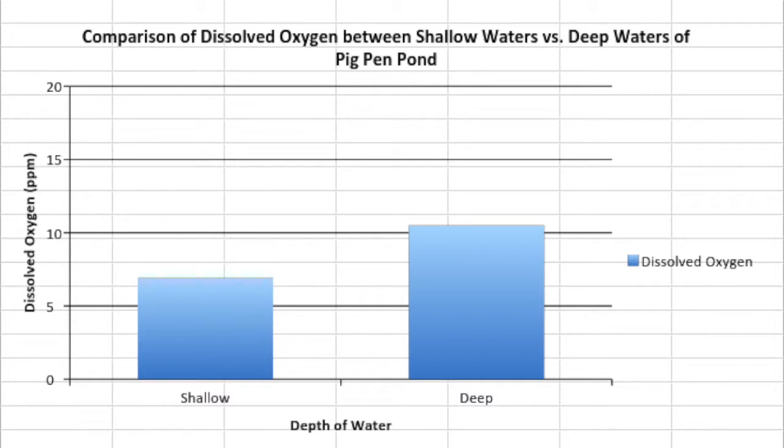Yeah, the dissolved oxygen in the shallow area was 6.5 parts per million, and in the deep area, it was 10.5 parts per million. So that shows that there was a lot more dissolved oxygen down in the deep middle of the pond. Aaron, can you remind me the last part of your guys' project?